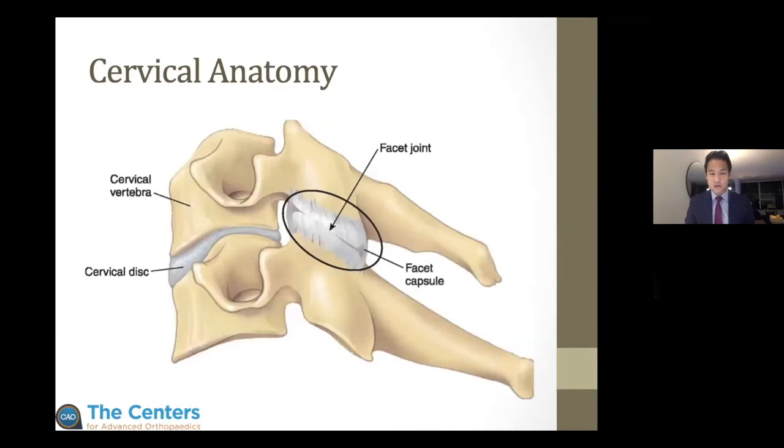This is another view from the side, and again, this puts more focus on the facet joints, which again are the bony articulations that slide across each other whenever you're bending and moving your neck. And as we'll discuss later, that can serve as a pain generator.